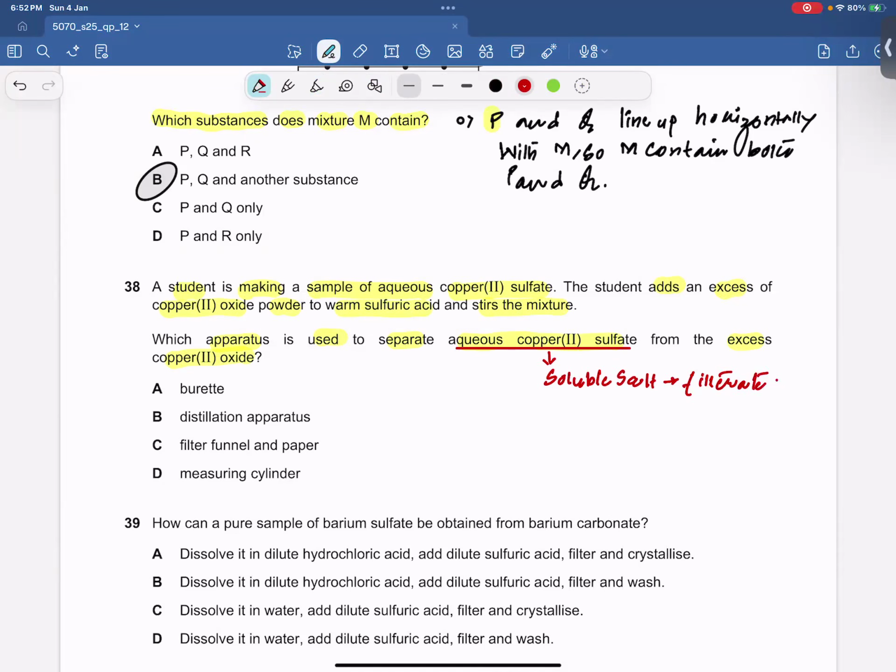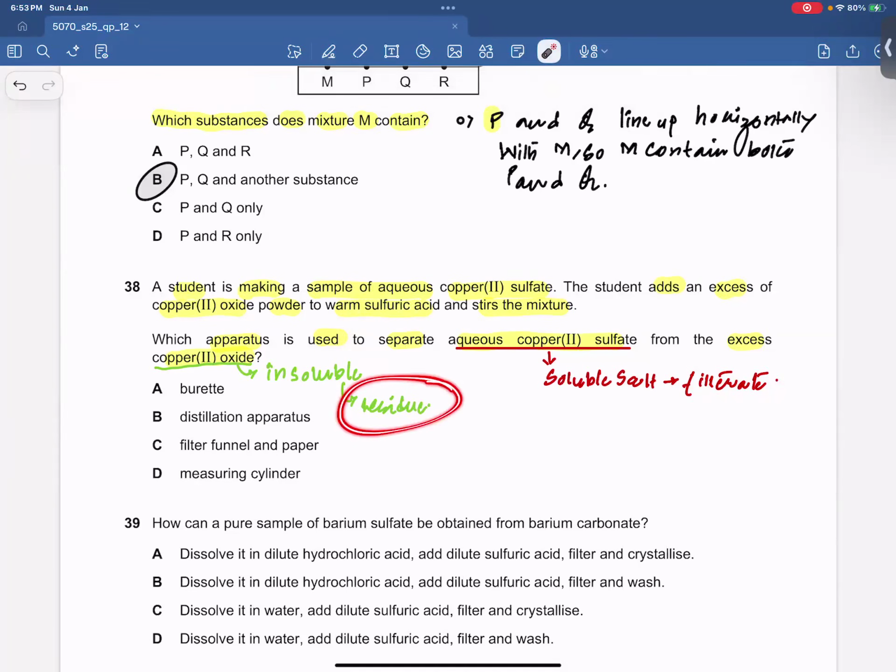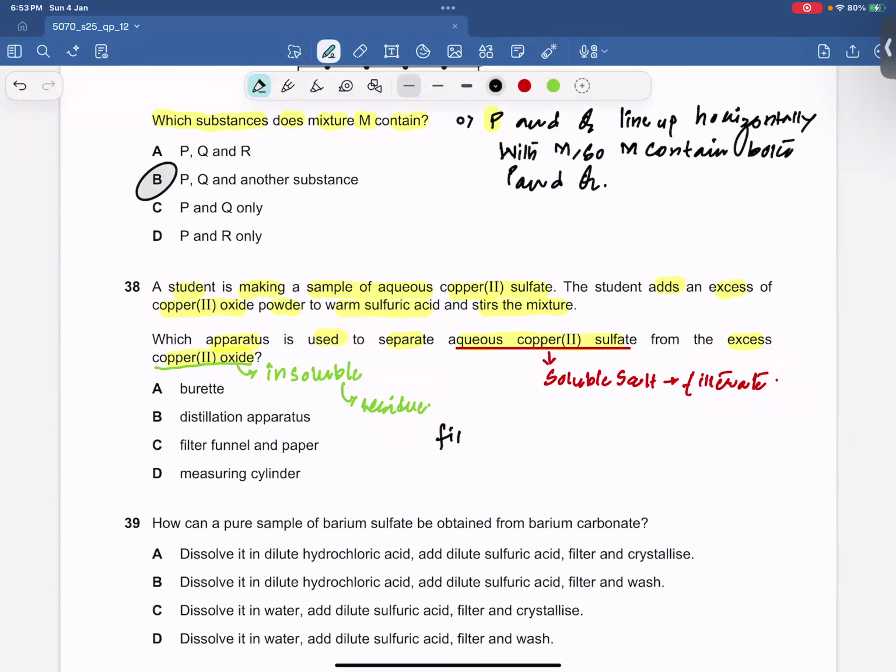And you know what? Copper(II) oxide is insoluble in water, and so it will serve as a residue. So to separate residue from filtrate, I'm going to go for filtration. And for filtration, we can use two things: a filter funnel and filter paper. The right answer is going to be C.